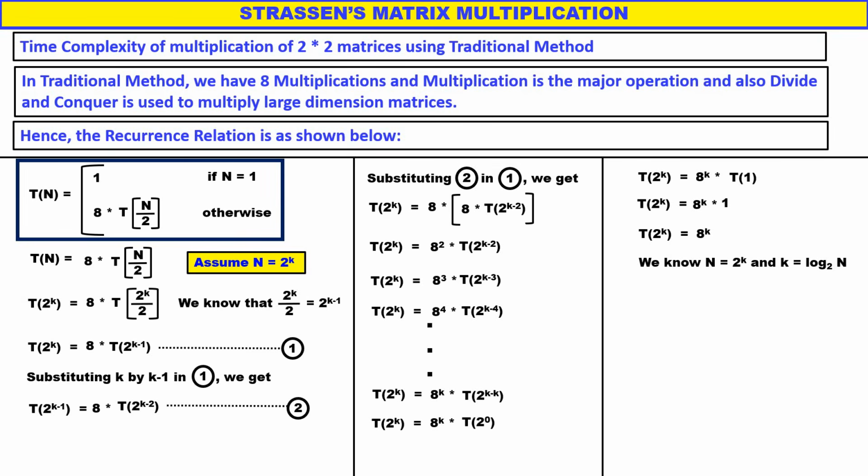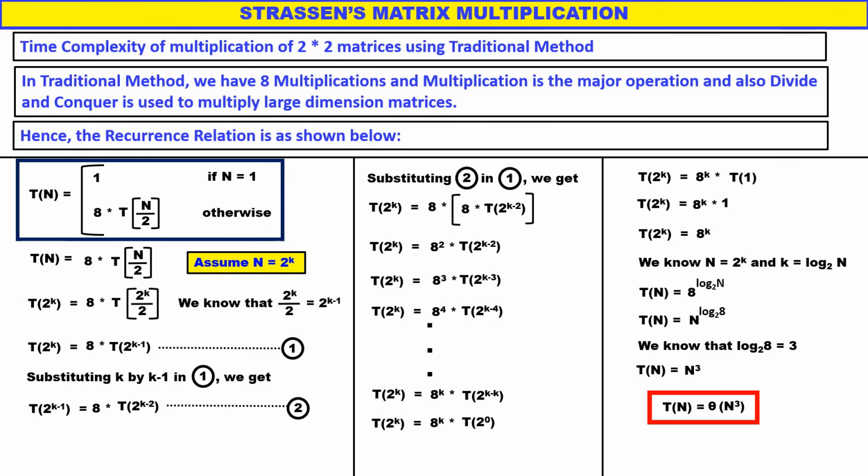Now carefully understand, n is 2 to the power of k. What is k? K is log n. Therefore, this can be written as 8 to the power of log n. And this, as you know from logarithms, is n to the power of log 8 to the base 2. So what is log 8 to the base 2? It is 3. Therefore, it becomes n cube. So what is the time complexity of multiplication of 2 cross 2 matrices using the traditional method? It is nothing but t of n equals theta of n cube. N cube is the time complexity.